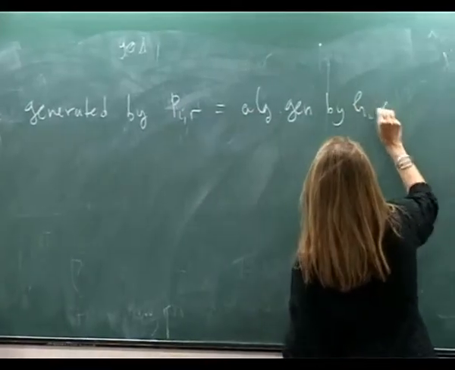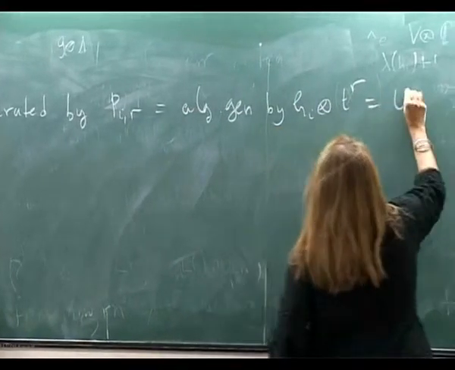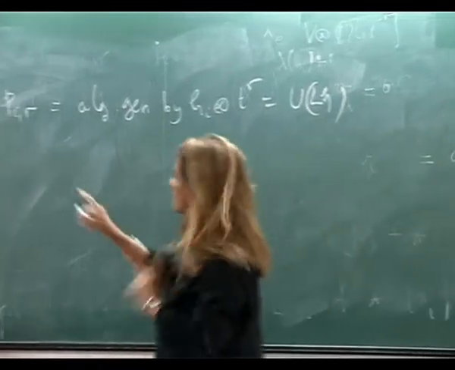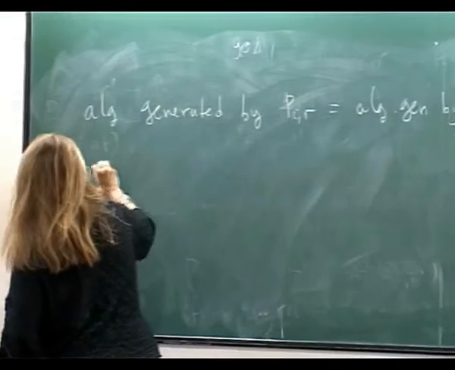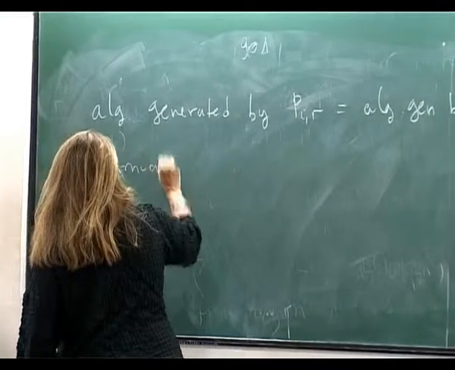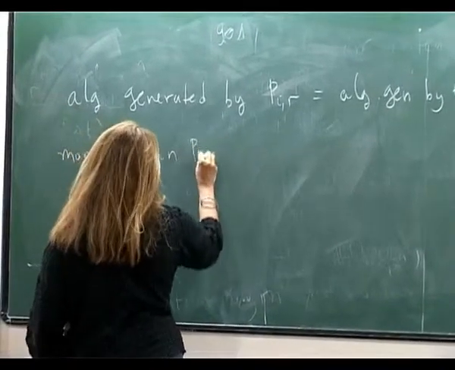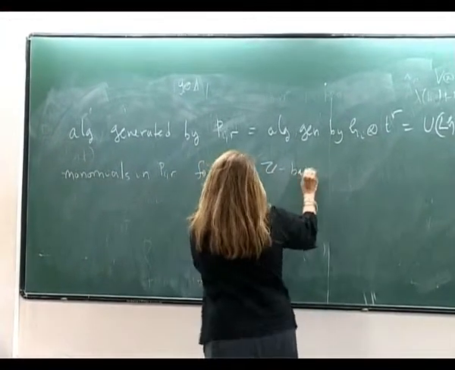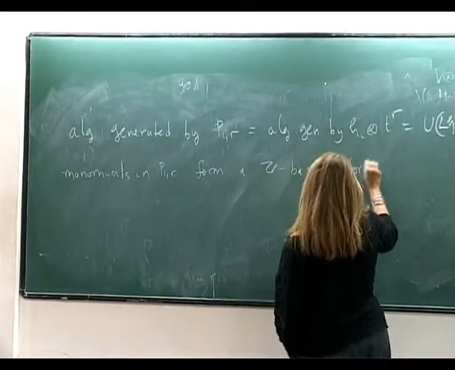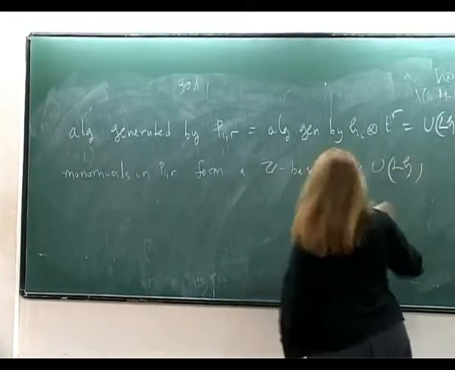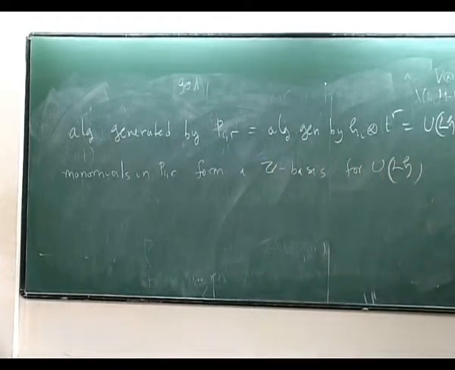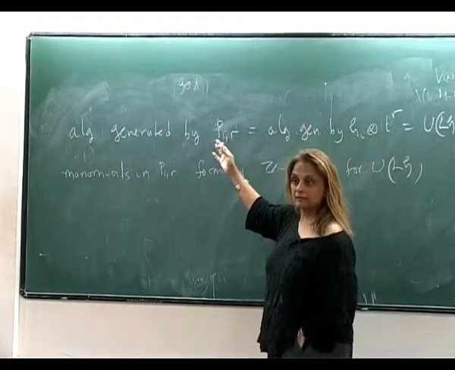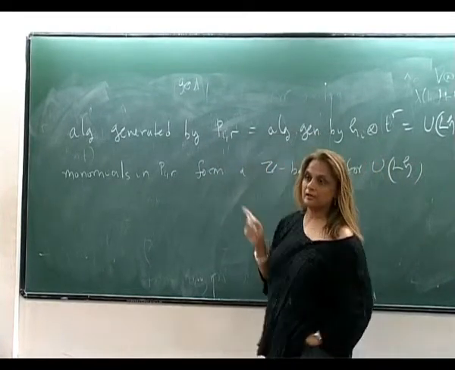By H_i tensor t to the power r, and that's actually equal to U of Lh. But what is more important is that the monomials in the P_ir form a Z basis for U of Lh. The monomials in the H's don't give you a Z basis because you can't reconstruct the P_i's.